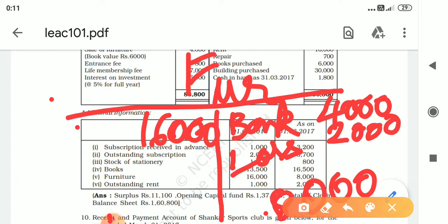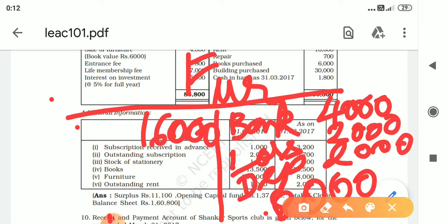Eight, 9, 10, 14. So if I have mentioned books, I am sorry, it is depreciation on furniture. So depreciation on furniture is 2,000. That is the balancing figure. So depreciation 16,000 minus 14,000, 2,000 is depreciation on furniture. This depreciation on furniture will appear in the expenditure side. This opening balance will appear in the asset side of opening balance sheet, and this 8,000 will appear in the asset side of closing balance sheet.